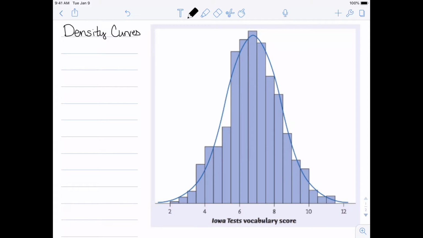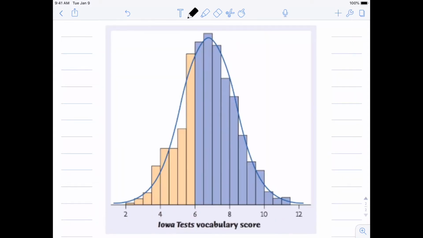So why would we want to do this? Let's suppose we want to know the proportion of students that scored under 6. So that's indicated by the shaded bars here. And we could absolutely add up all of the heights of these bars to figure out about the proportion that scored under a 6. But with density curves, there's another way to do that.